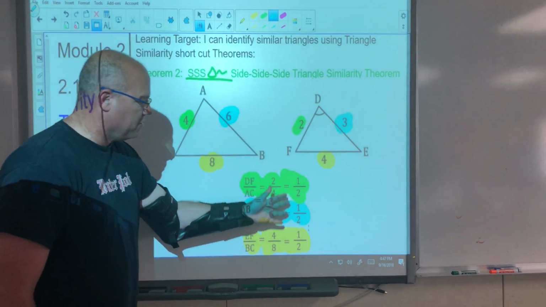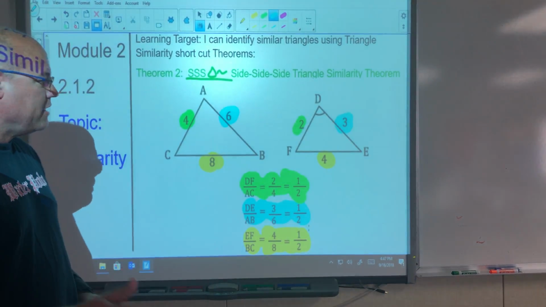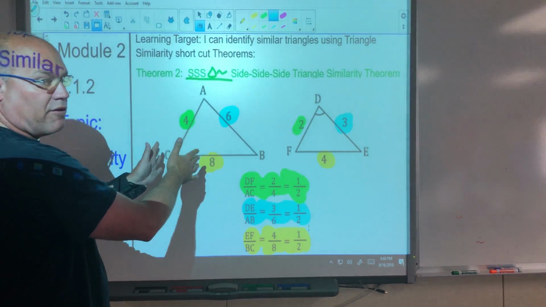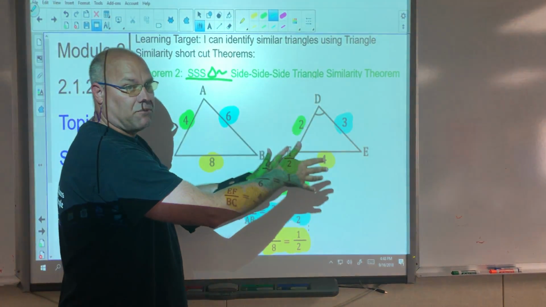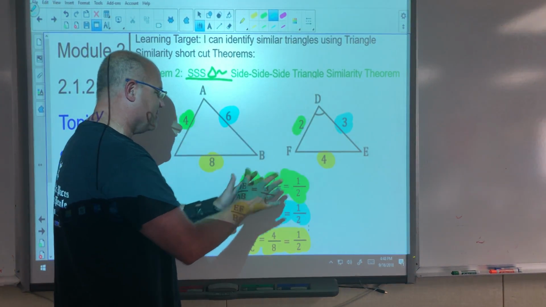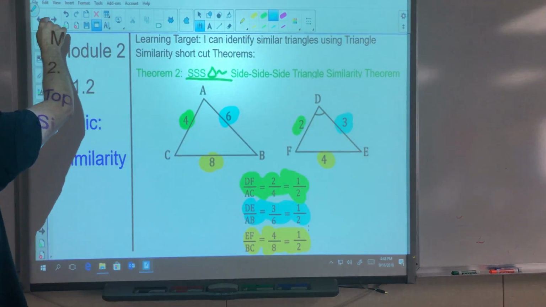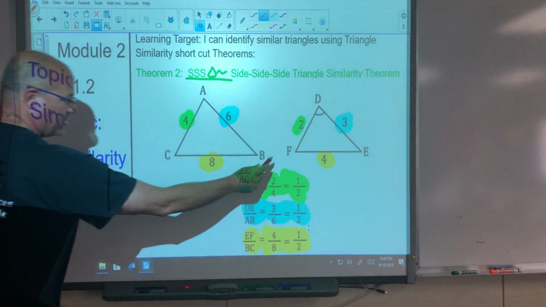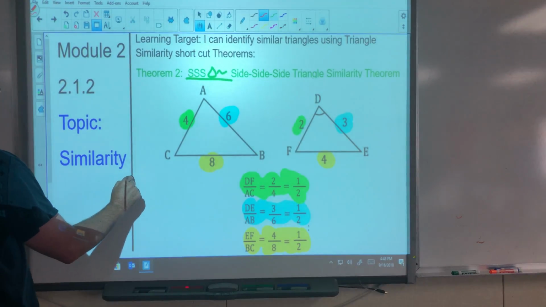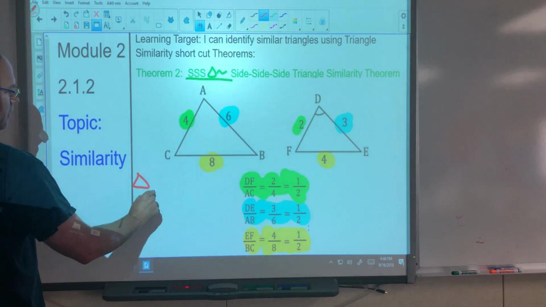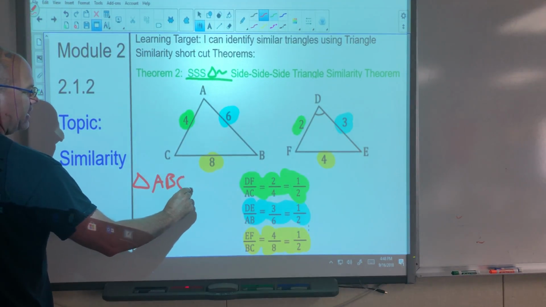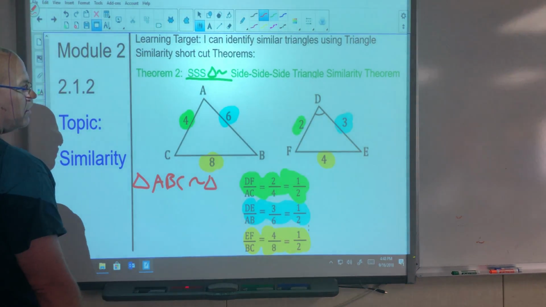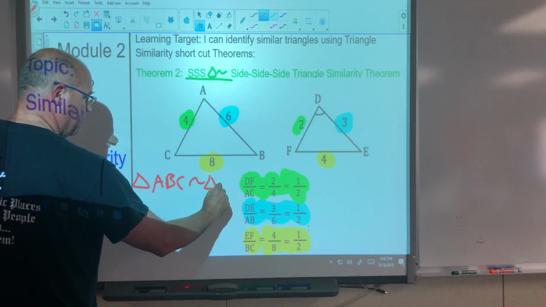So we have a ratio similarity that's consistent. Again, you must be consistent. Are you going small over big, or are you going big over small each time? You must be consistent with that. In this case, our triangles are similar because we have the ratio similarity of 1/2. So we can say that triangle ABC is similar to triangle DEF.